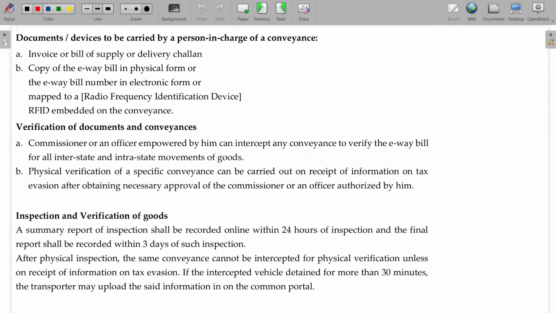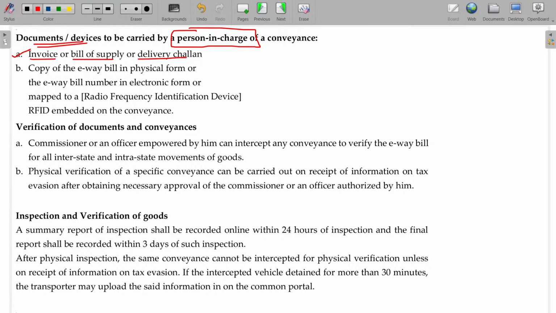Right. Now, documents and devices to be carried by a person in charge of conveyances. What are the documents he has to take with him? Invoice or bill of supply or delivery challan. He has to take one of the 3.